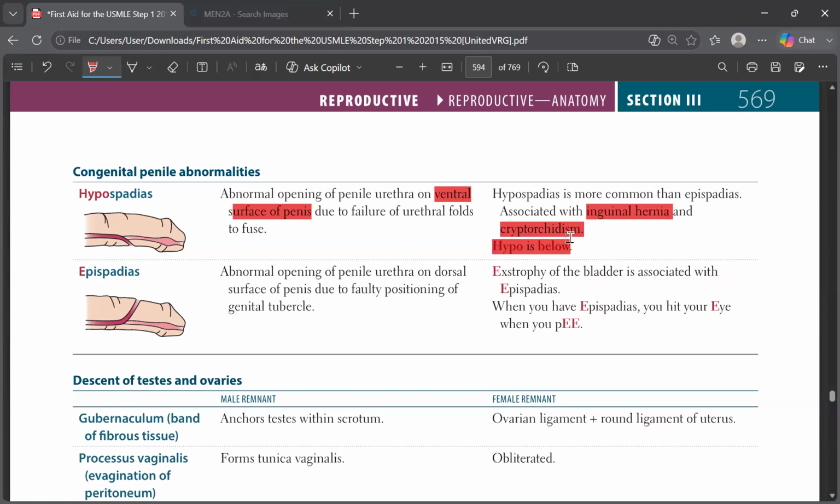Cryptorchidism is basically failure of the testes to descend, and hypo means below, and below the penis is the ventral surface of the penis. In epispadias, there's an abnormal opening of the penile urethra on the dorsal surface of the penis due to faulty positioning of the genital tubercle. The previous one was due to failure of urethral folds to fuse, and this one is on the dorsal surface, epi, and it is because of the faulty positioning of the genital tubercle.